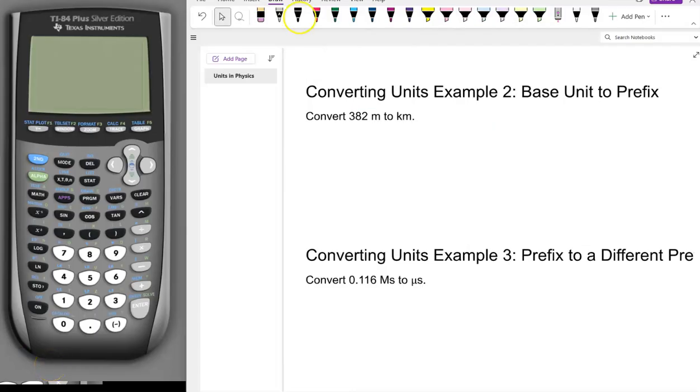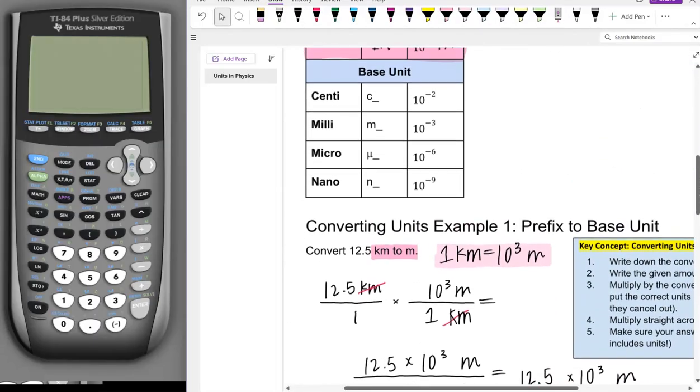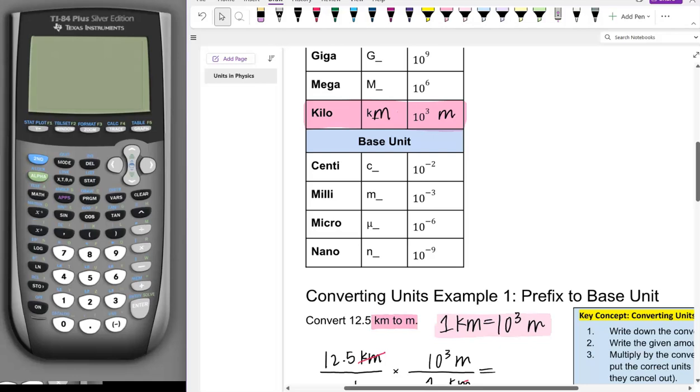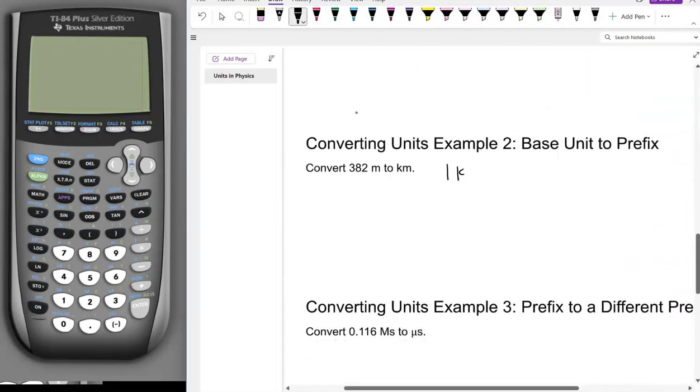Okay, on this next example, we are converting a base unit to a unit with a prefix. So it's telling us to convert 382 meters to kilometers. So first, just like before, we're going to go back to our table and find our conversion rate. This is the same conversion rate as we used before. 1 kilometer is equal to 10 to the third meters. So first, let's write down our conversion rate. 1 kilometer equals 10 to the third meters.